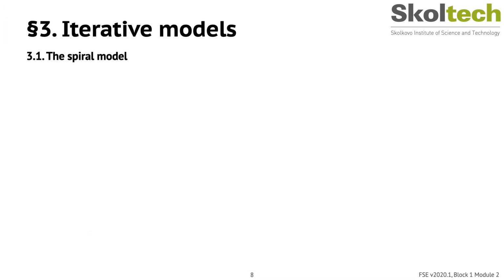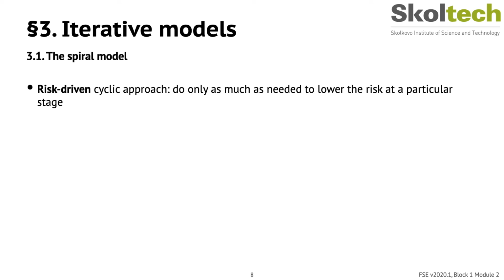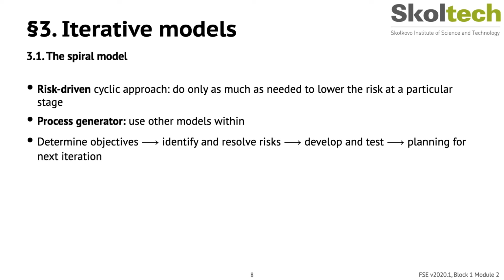As you have seen, the spiral model is a risk-driven cyclic approach, where we do only as much as needed to lower the risk at a particular stage. In fact, this is not a process, but rather a process generator, where you can use other models within the turns of the spiral. The spiral has adopted the designation for a number of project deadlines, called milestones. You'll see these milestones being used throughout other models as well.